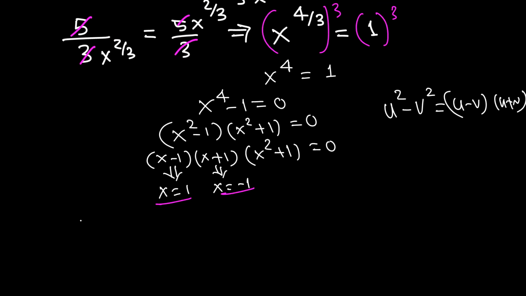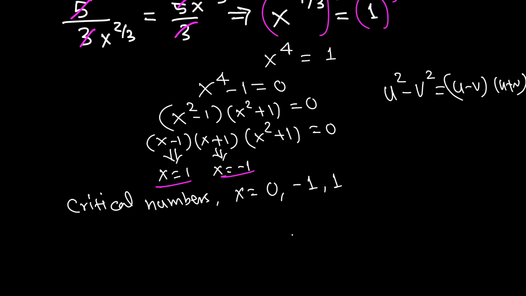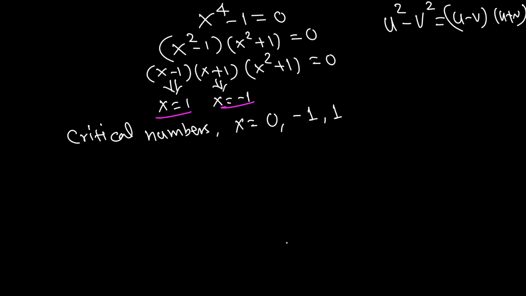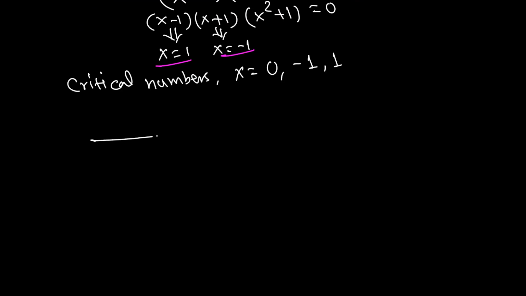So thus the critical numbers or critical points: x equals 0, -1 and 1. Now the question is, we are trying to look where the function is increasing, decreasing. So we need to do the interval test or sign chart. The domain of the function was all real numbers. Now we found three critical numbers: 0, -1 and +1. So we need to test four intervals: -∞ through -1, -1 through 0, and so on.